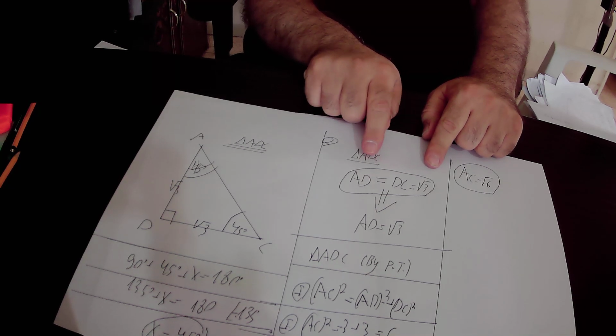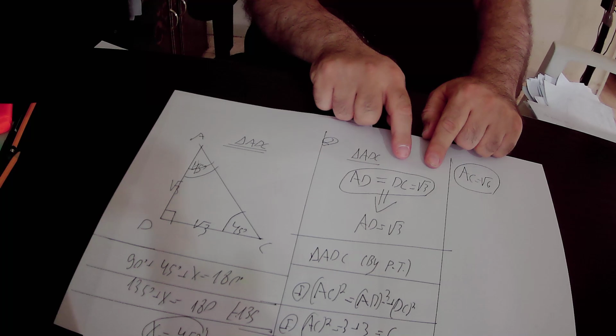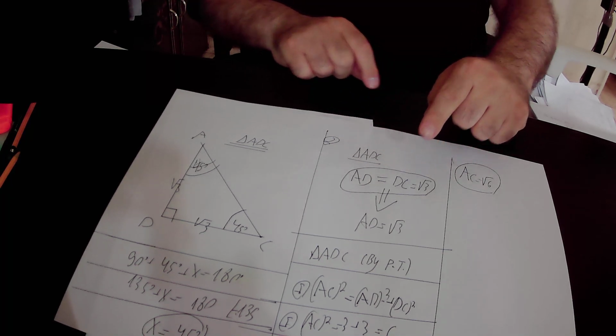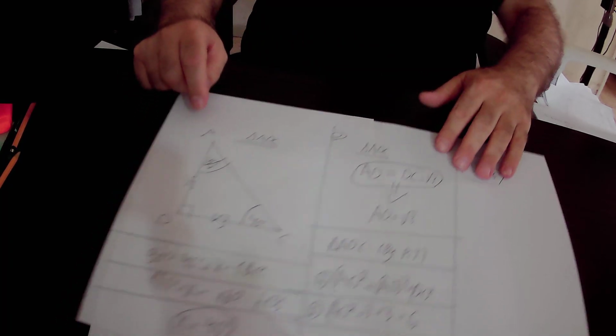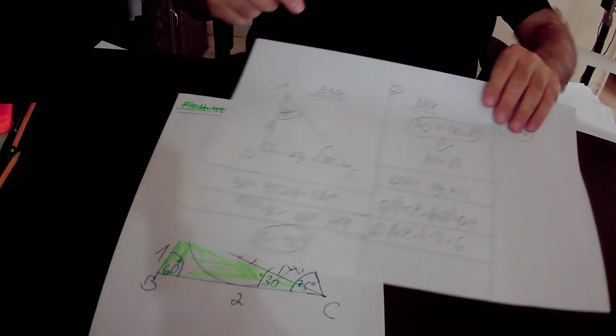And from this equation, AD equals DC equals the square root of 3 units, we will derive that AD is also equal to the square root of 3 units. Here, AD equals the square root of 3 units.